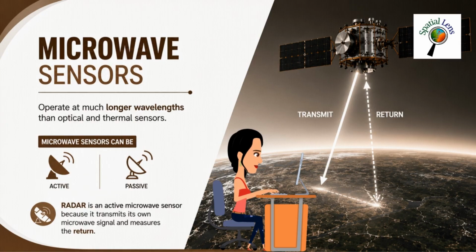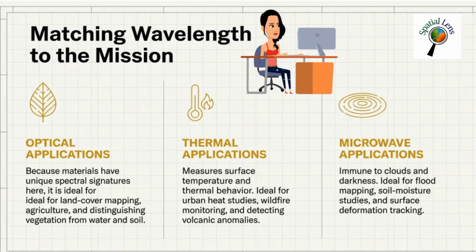And here's something important: microwave sensors can be either active or passive. Radar is an active microwave sensor because it transmits its own microwave signal and measures the return. Microwave observations are especially valuable because they can be collected during both day and night, and many radar systems can acquire data through clouds. This makes them useful for applications such as flood mapping, soil moisture studies, surface deformation, and vegetation monitoring.